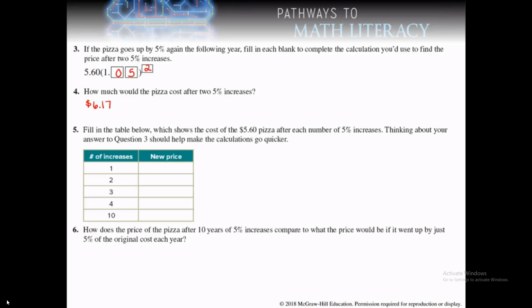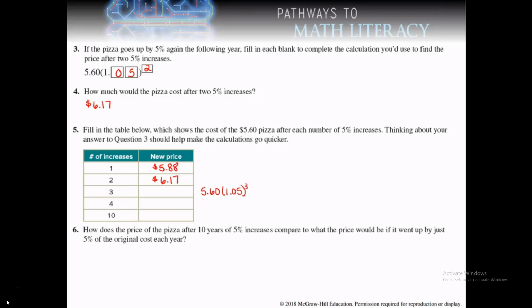$6.17. So in five, we're going to find out the price after more years. We've already got the price after 1 year being $5.88, and after 2 years, it's $6.17. So now we need to find after 3 years, 4 years, and 10 years. It gives us a hint that using the calculation from question three would be helpful. So for 3 years, I can do $5.60 times 1.05 to the third.